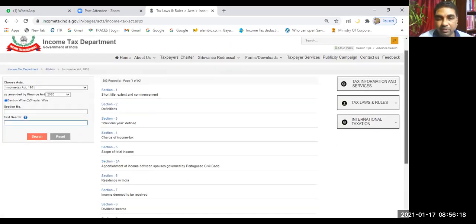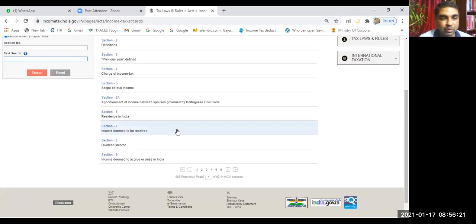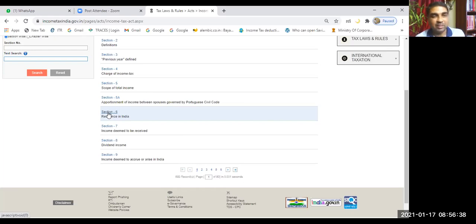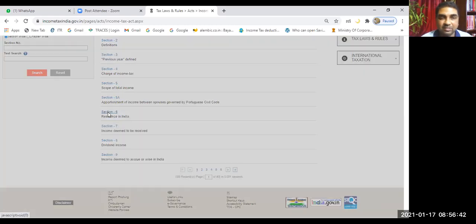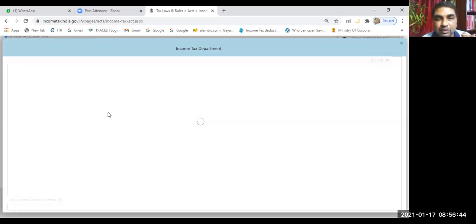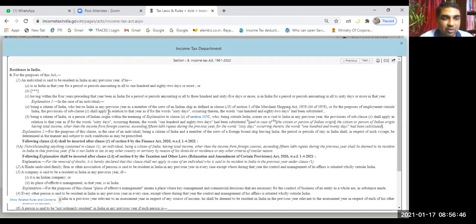And right now I want to show you section 6. Can you read it? Yeah, section 6 is here. Residence in India. That concept we want to know. This is the primary law. In case you have any doubt on any section, you can directly refer to the Income Tax Act itself. Now you see, this is how section 6 looks.